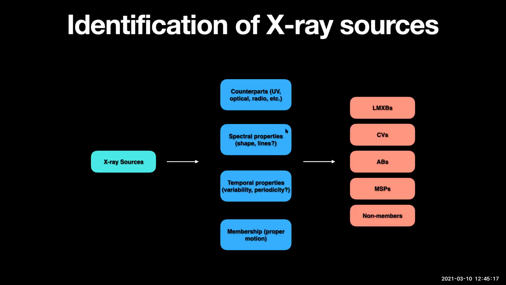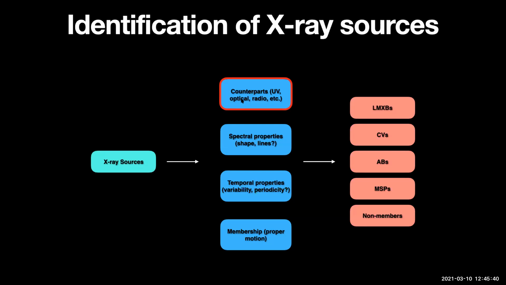And among all these steps, the most important part is of course to find counterparts in other wavelengths, so you can get more information from other wavelengths. Even with the X-ray localization provided by Chandra, what we usually do is to find optical and UV counterparts to the globular cluster X-ray sources.